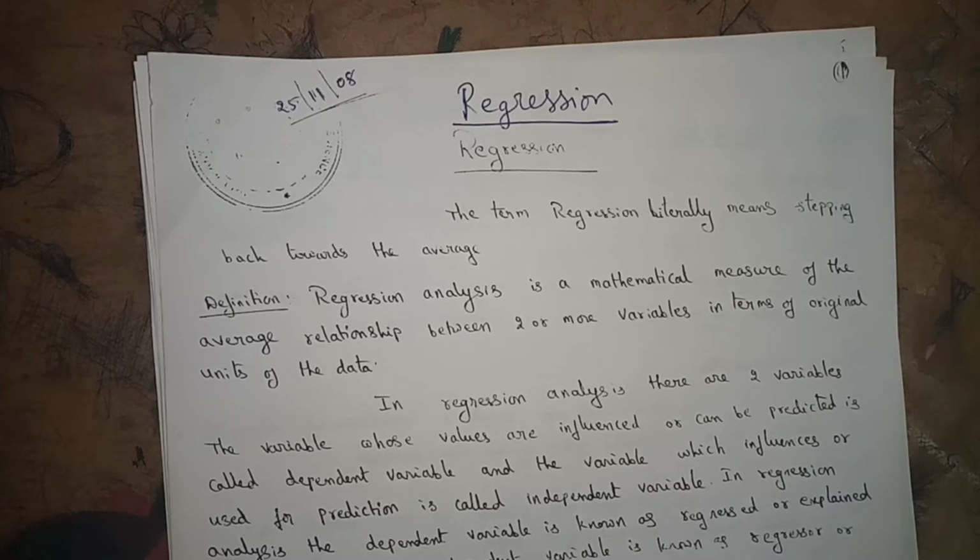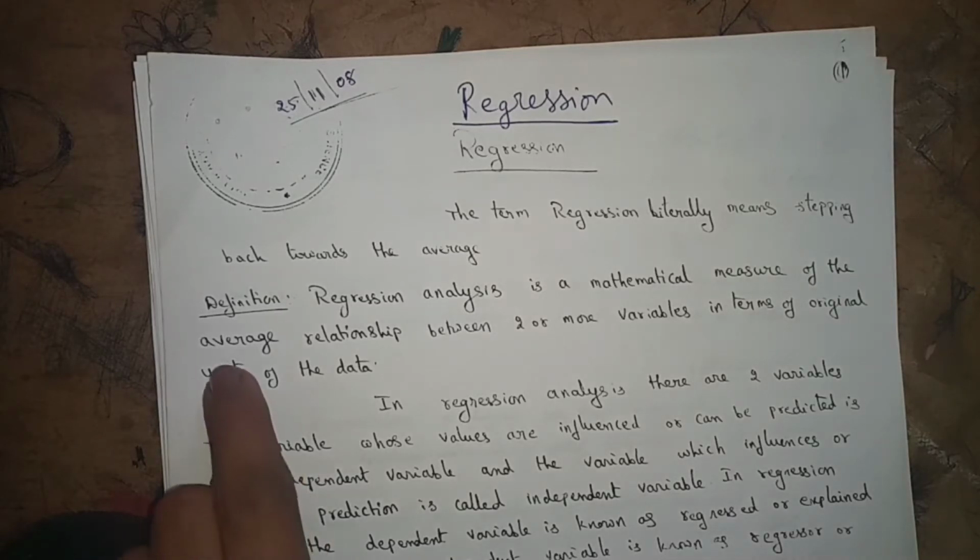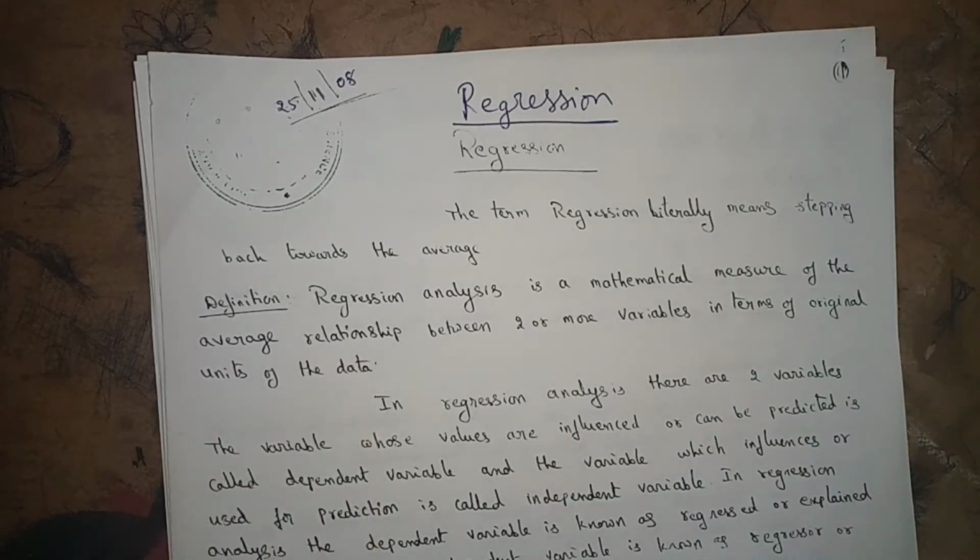Regression analysis is a mathematical measure of the average relationship between two or more variables in terms of original units of data. To find the average relationship between two or more variables in terms of original units of data, we use this regression analysis. In regression analysis, there are two variables.